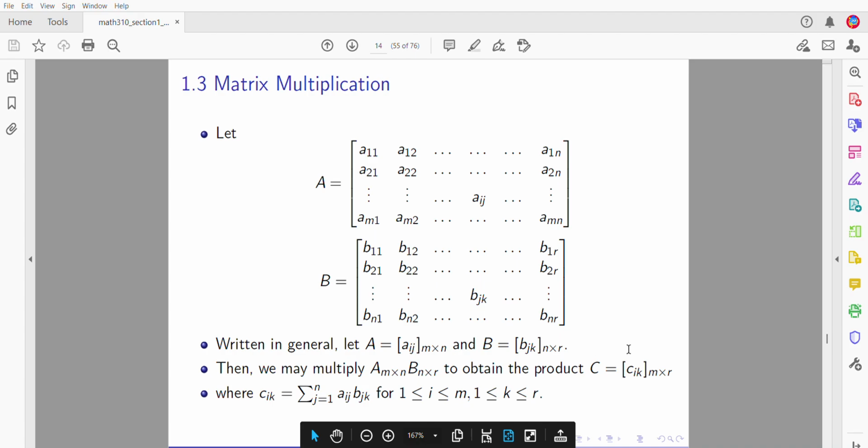C_ik lives in ith row, kth column. How do you find C_ik? Using this formula. a_ij times b_jk, summation j going from 1 to n. Okay, so j runs through the entire sequence 1 through n. A and B represent the entries of matrix A and matrix B respectively.